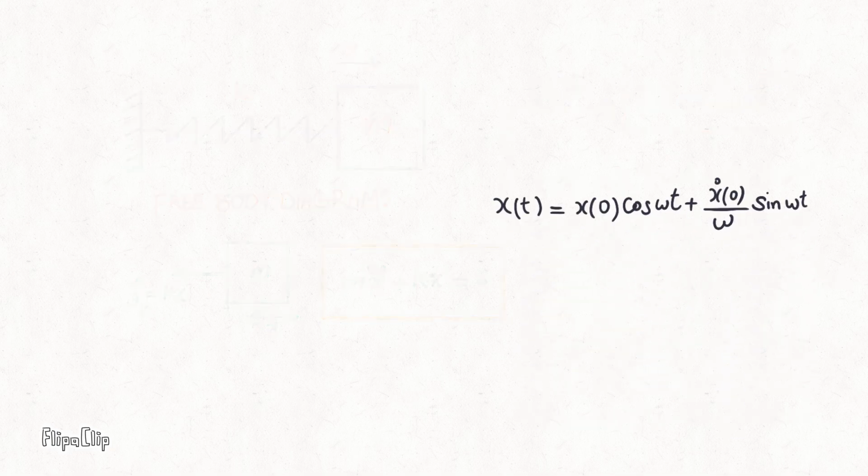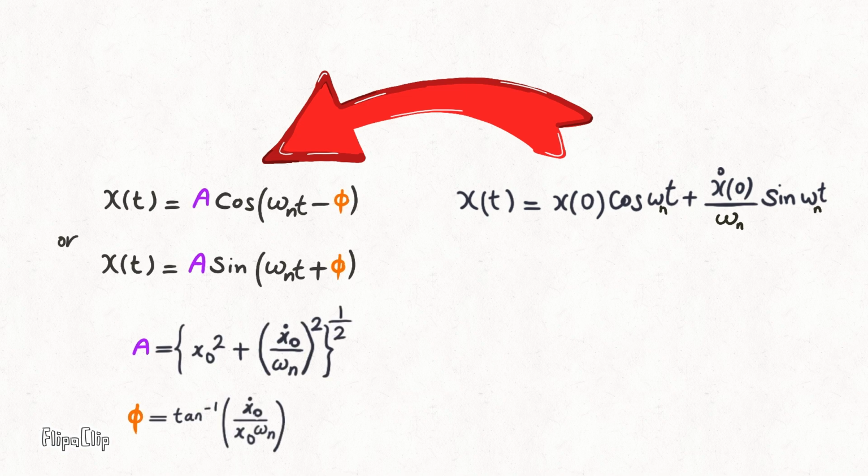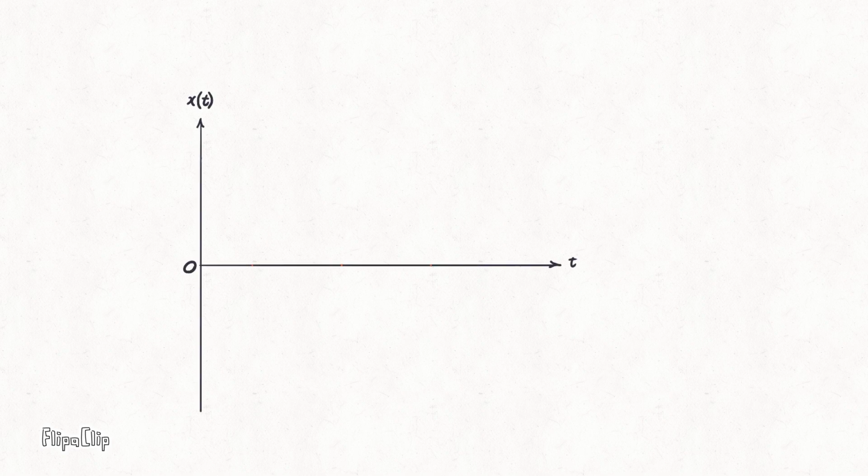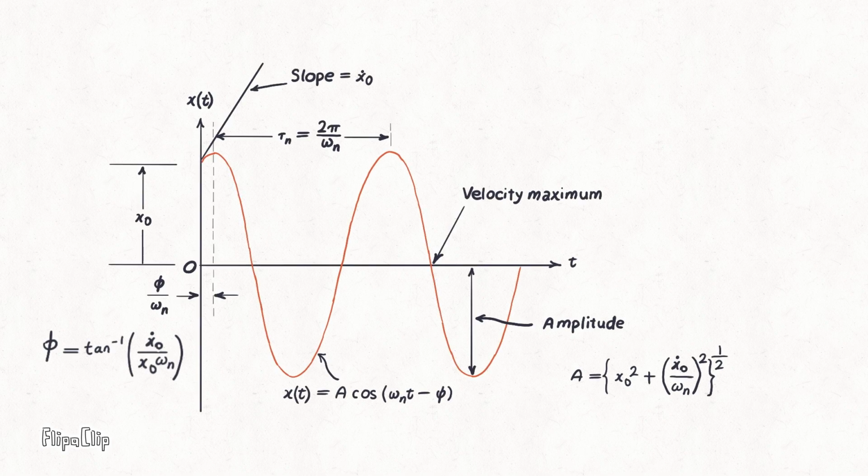The solution can also be expressed in a different form to highlight the amplitude and phase of the harmonic oscillator. By calculating these coefficients, amplitude and phase, it becomes easier to visualize the result. With this approach, it's easier to plot in a general form like this, where the slope and x value at time 0 indicate the initial conditions.